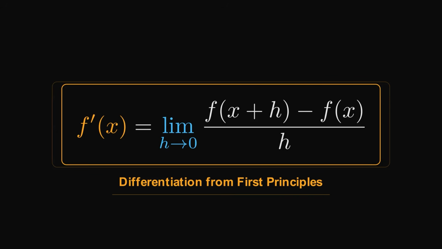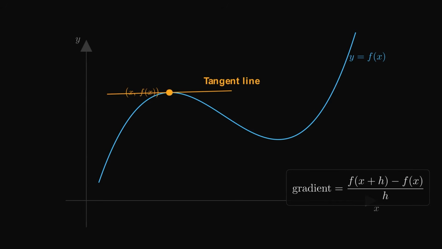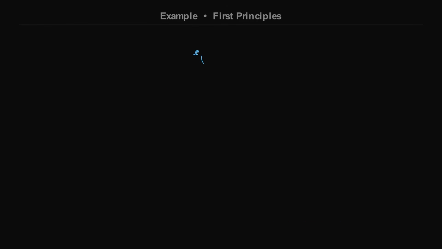Now realistically, it's very rare you'll actually use this formula in actual exam calculations. Why? Because there are much faster methods that I'll show you now. However, understanding why this works is often what separates students who get an A from students who get an A star. So let me show you a quick example so this isn't as abstract. Let's say we have to differentiate f of x is equal to x squared from first principles.